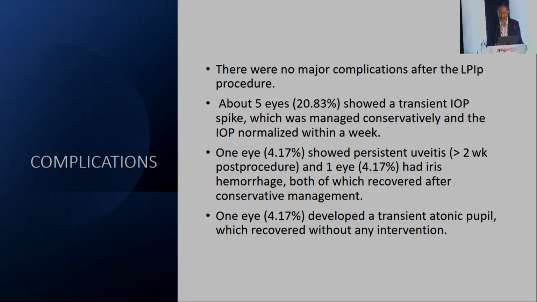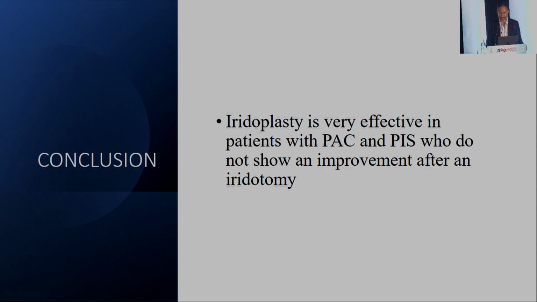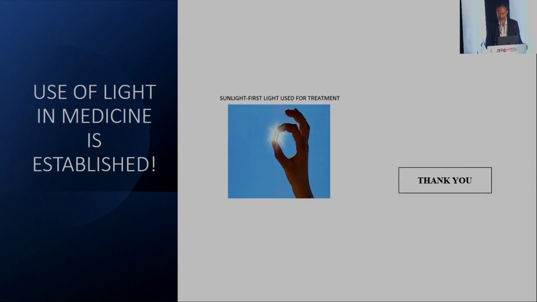In 5 eyes, 20%, there was a transient IOP spike, which was managed conservatively. One eye showed persistent uveitis, which was also managed medically, and 1 eye developed a transient atonic pupil, which recovered without any intervention. So to conclude, iridoplasty is very effective in patients with PAC and plateau iris syndrome who do not show any improvement after an iridotomy. Thank you.